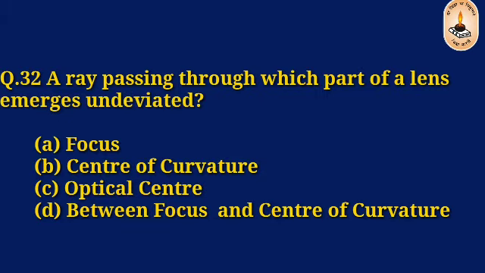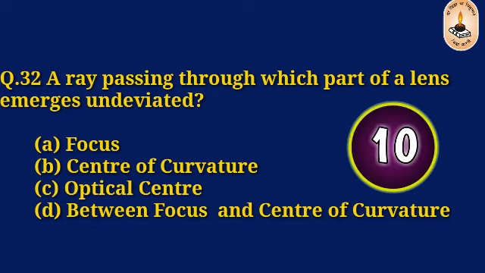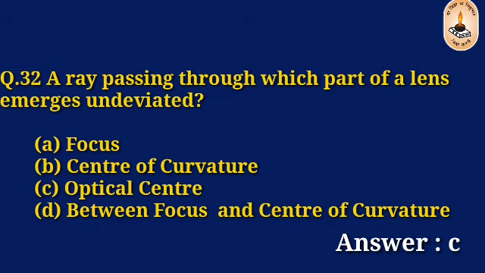Question number 32. A ray passing through which part of the lens emerges undeviated? Focus, center of curvature, optical center, between focus and the center of curvature. The right answer is C, optical center.